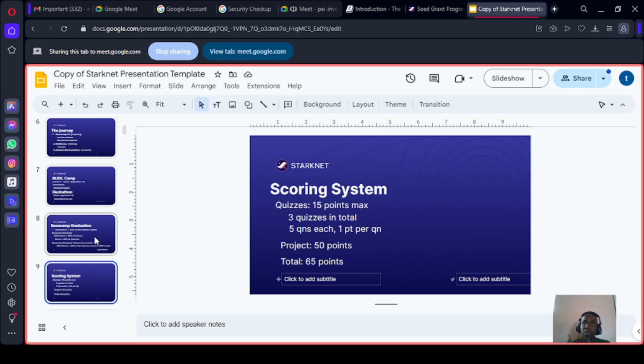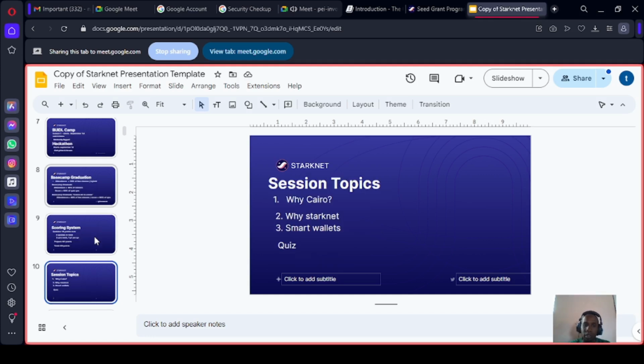We shall use the point system to award the best students and to find out the top graduates. So our session topics today: we are going to look at Cairo, and then we are going to look at why we use Starknet, and if time allows, we shall look at smart wallets.